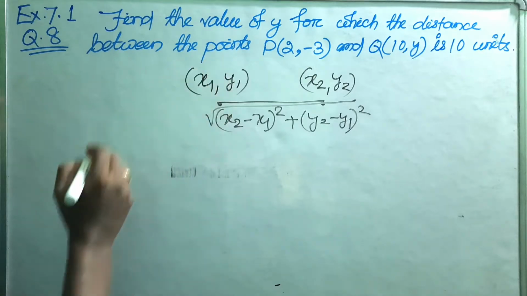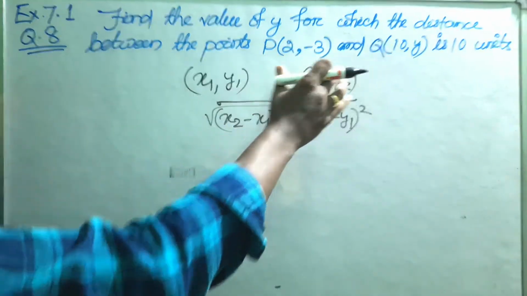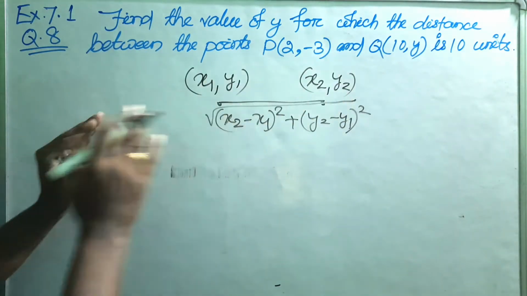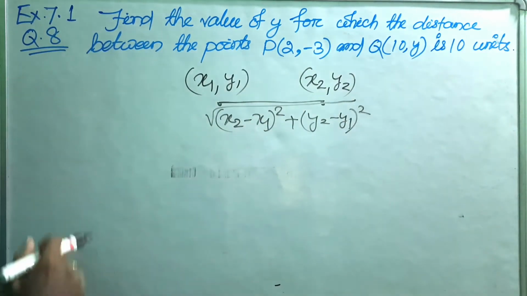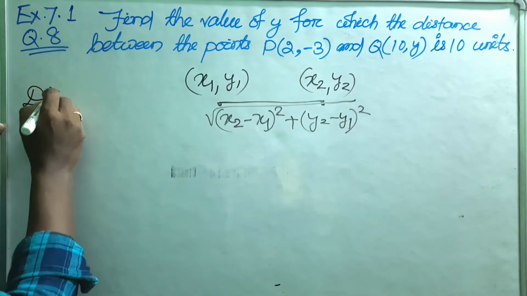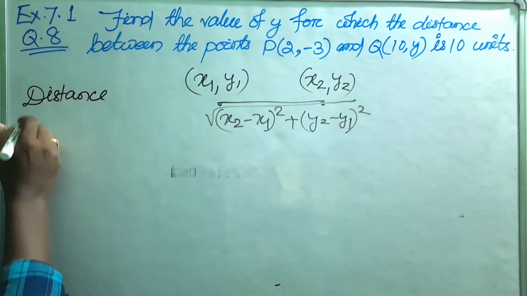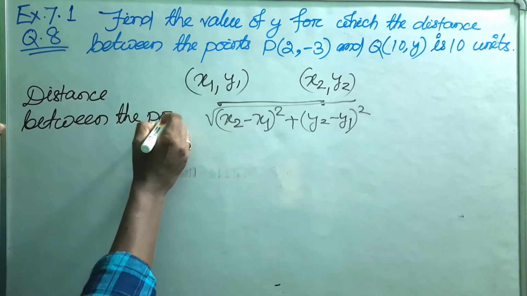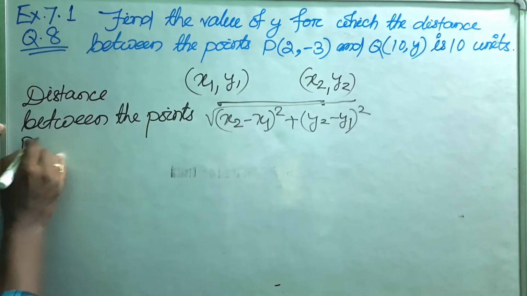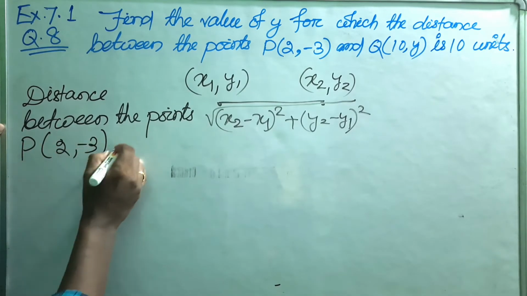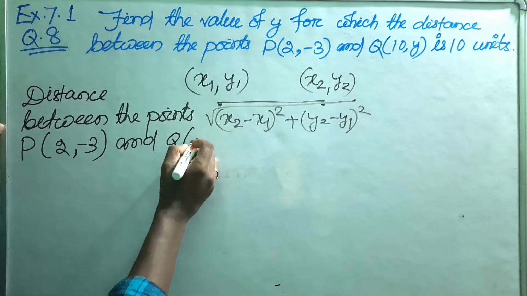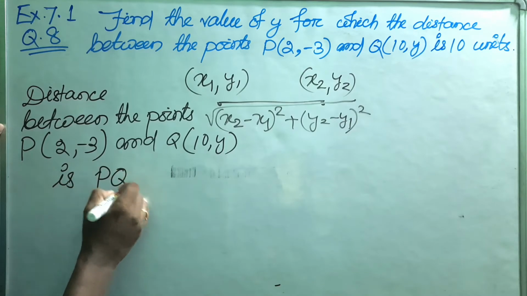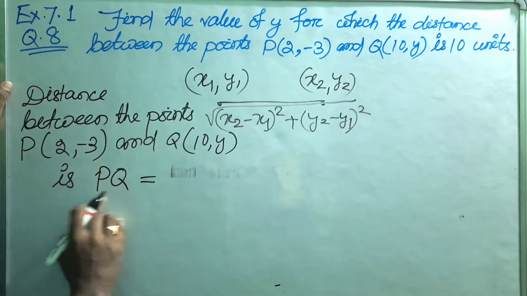So now the distance between these 2 points you can take as PQ, because one point is P, another point is Q. So the distance between them can be taken as PQ. So write down here: the distance between the points P(2, -3) and Q(10, y) is PQ. The distance between P and Q is taken as PQ.